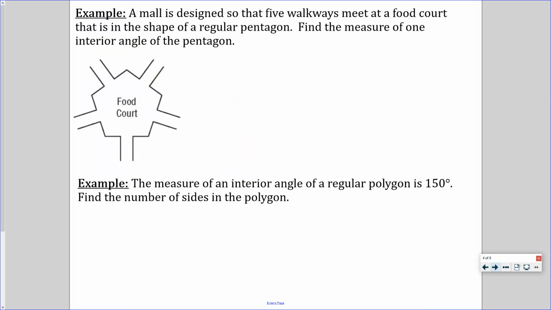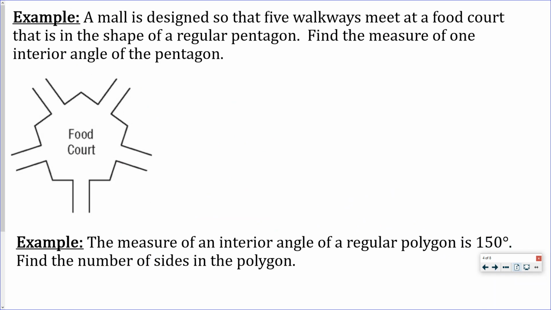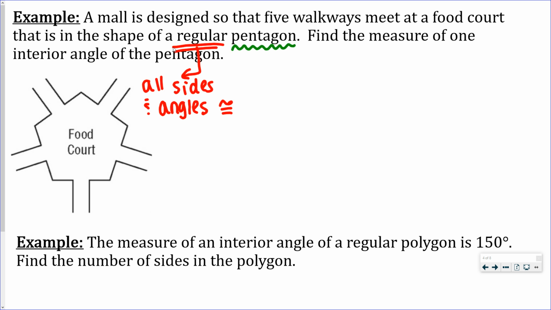Let's try another one. You just got to read carefully. A mall is designed so that 5 walkways meet at a food court that is in the shape of a regular pentagon. So again, regular. All sides and angles are congruent, or are the same. Are we all right? How many sides is a pentagon? 5 sides.